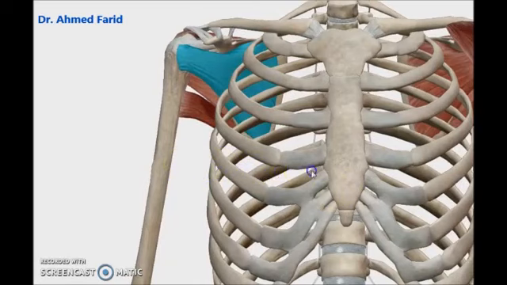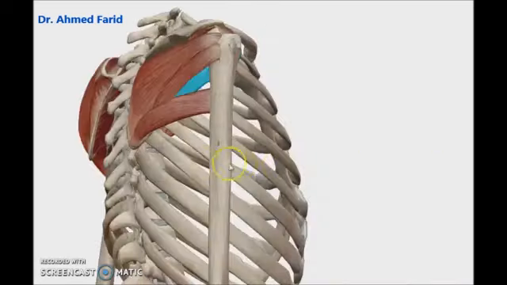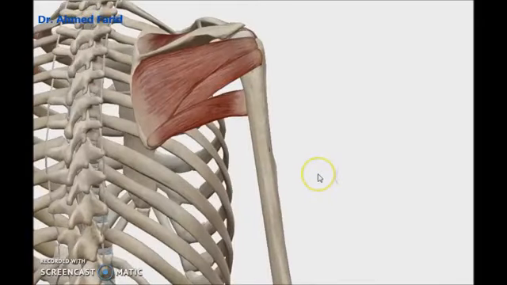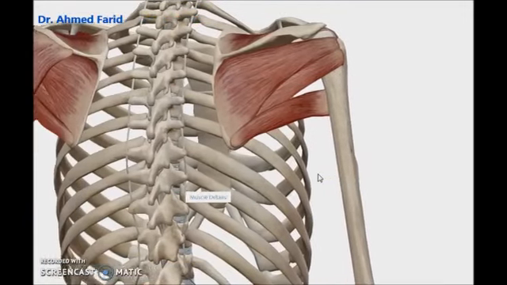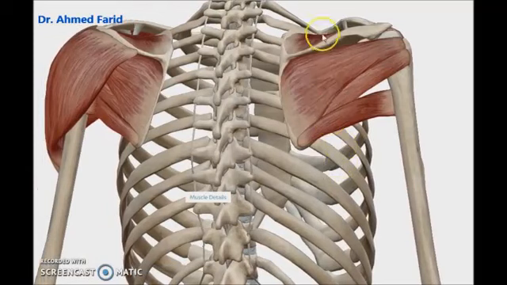Let's rotate the model posteriorly to see the rest of the other muscles, and they are supraspinatus, infraspinatus, teres minor, and teres major. Let's see supraspinatus.